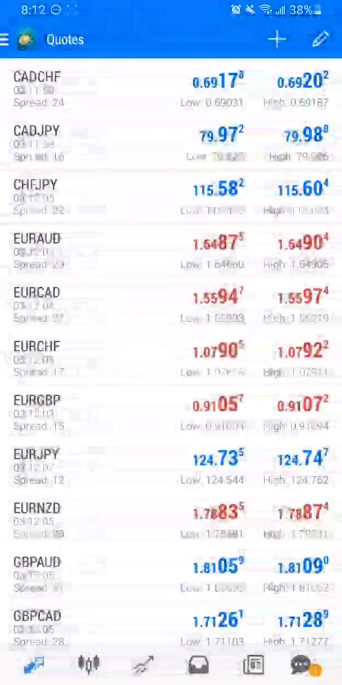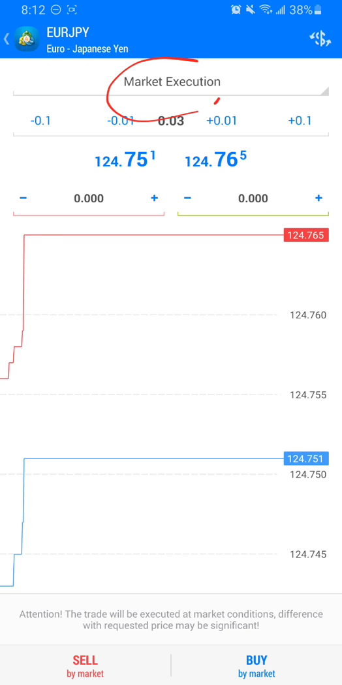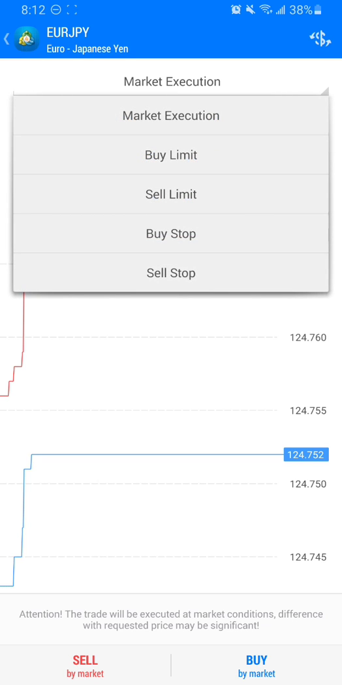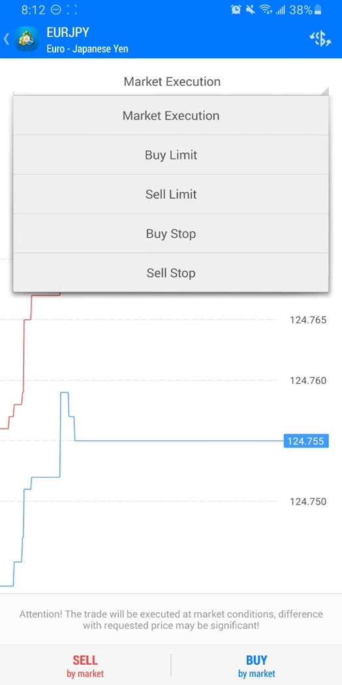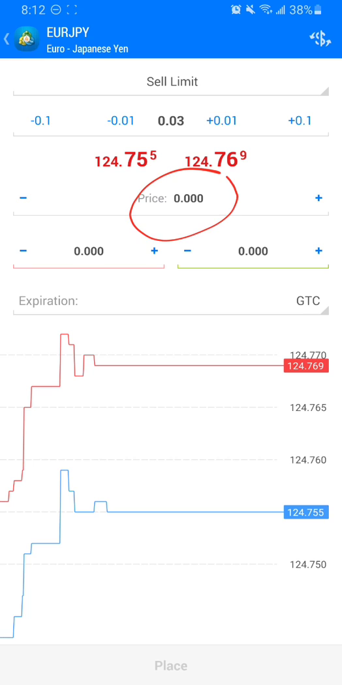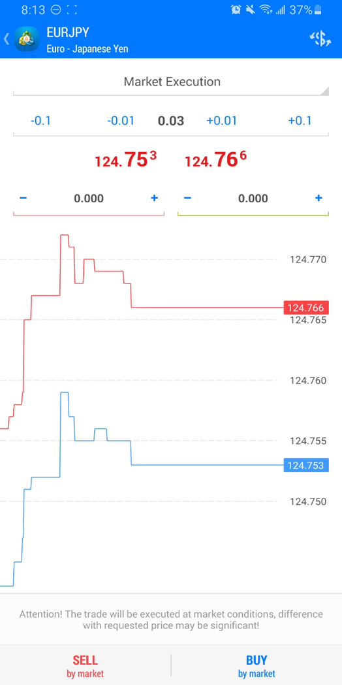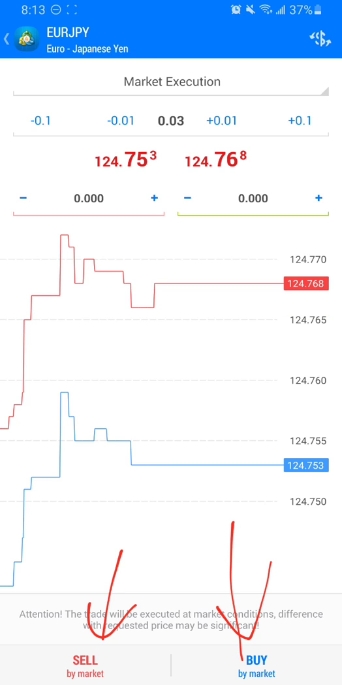When you tap on it, it's going to give you this menu. You can either place the order or open the chart. For this example, we're only going to focus on these two options. If you want to place a trade right away, just go to new order. It's already going to be set at market execution. But if it's a sell limit, buy limit, buy stop, or sell stop, you'll click on market execution and it'll give you the list of pending orders here. If it's a pending order, it's going to ask you for the price that you want, and you will plug in the price that's in the signal. But for this example, this was a market execution. You're going to see sell by market and buy by market, meaning it's going to instantly execute the trade for you at market price.